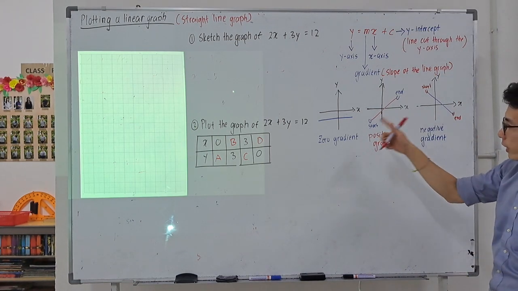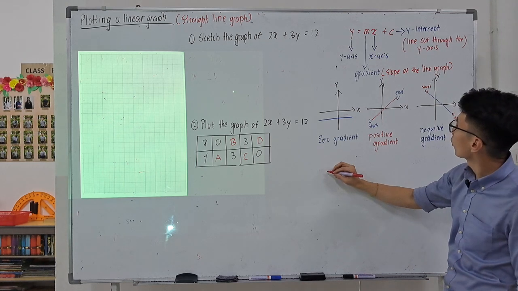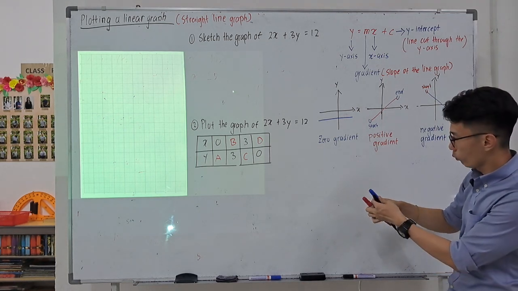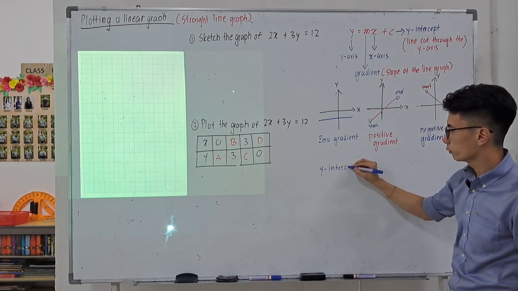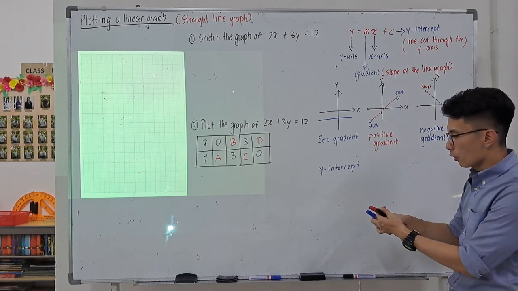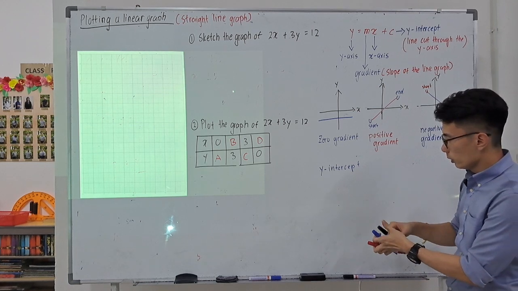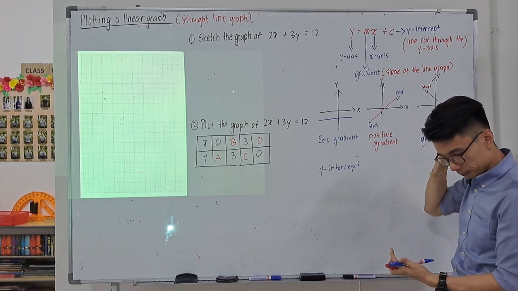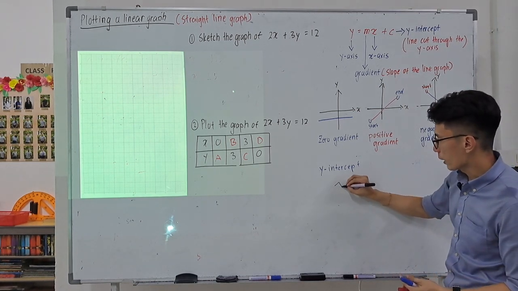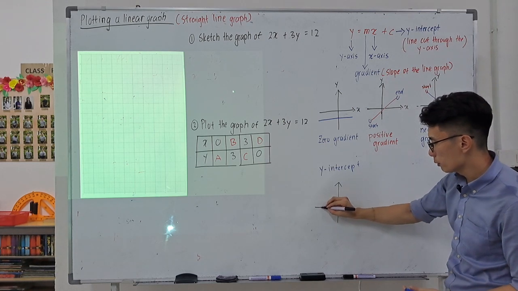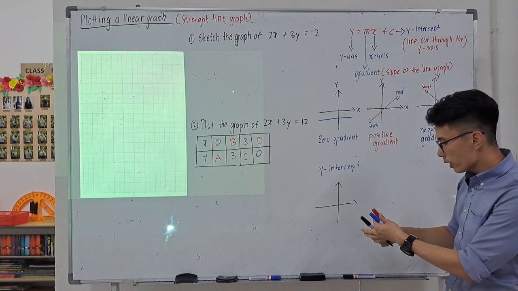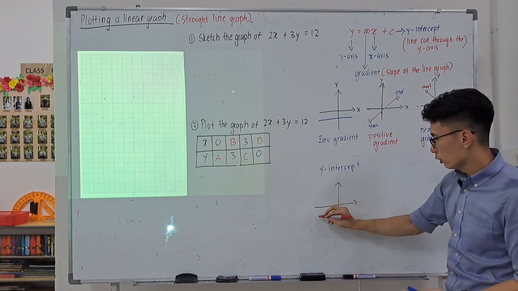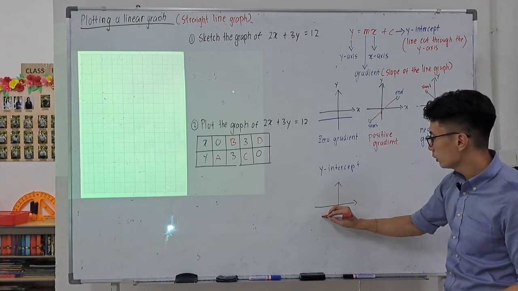All right, now that's gradient. Now over here, I will talk about the y-intercept. Now again, I am just going to draw a simple graph. All right, let's just sketch it out. Just understand first before we start sketching for our question. So let's just say I have a line that looks something like this.